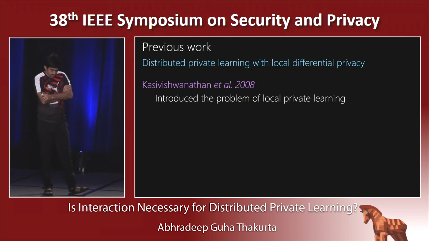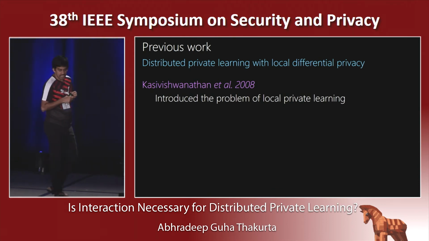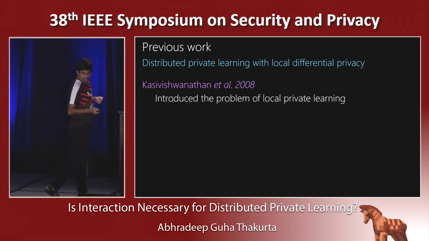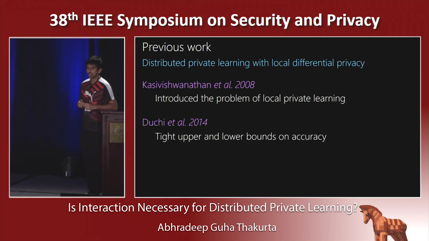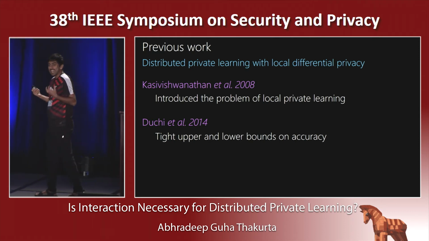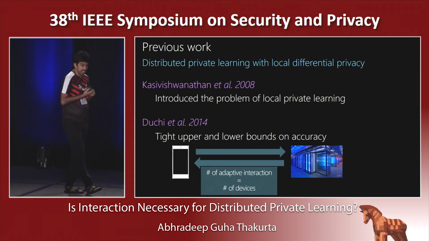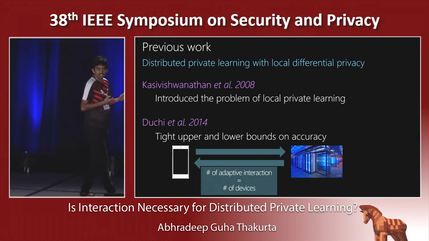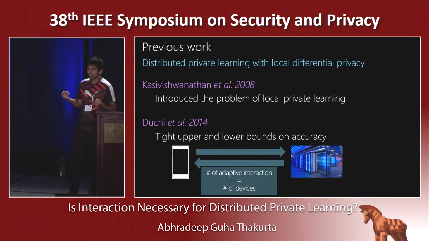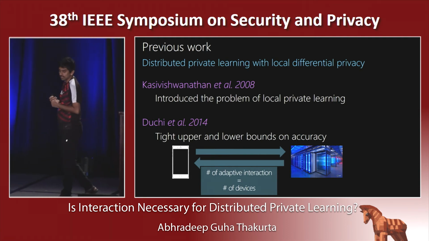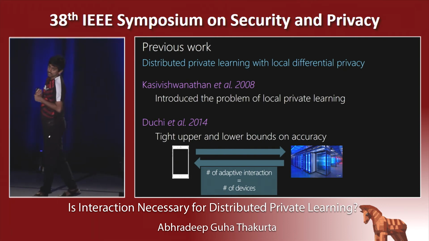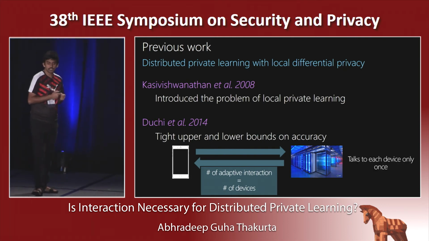So talking about previous work, Kasiviswanathan et al. in 2008 actually introduced the problem of local private learning. The work of Duchi et al. in 2013 showed tight upper and lower bounds for this problem. So they actually gave algorithms which have minimal error. But the main caveat in their algorithm is that the number of interactions you have is exactly the number of devices you have. Now think, if you have 100 million plus devices, you really will have 100 million interactions to get to the minimal error, which in many scenarios is unacceptable. But one of the good features of their algorithm was that it still talked to each device only once.